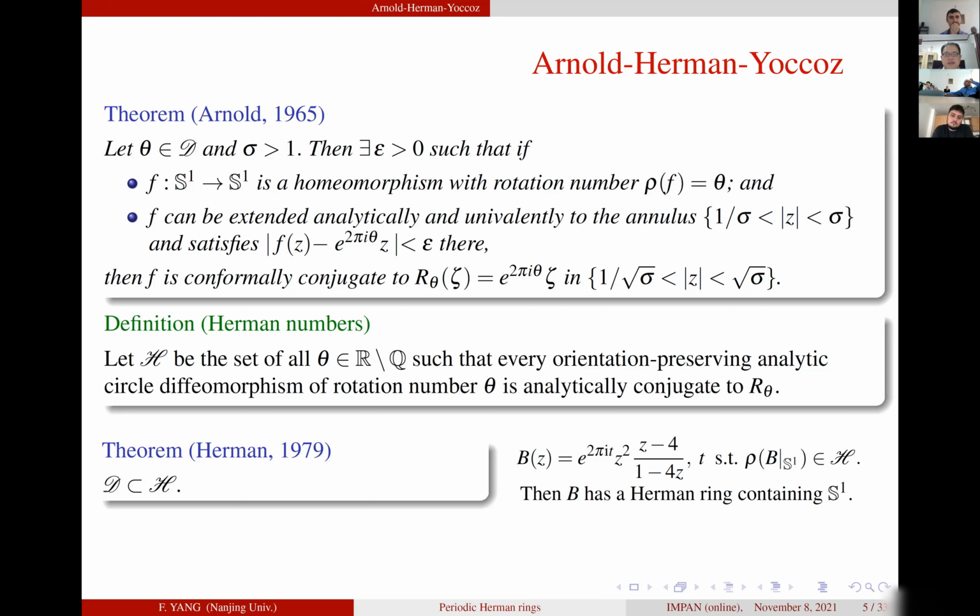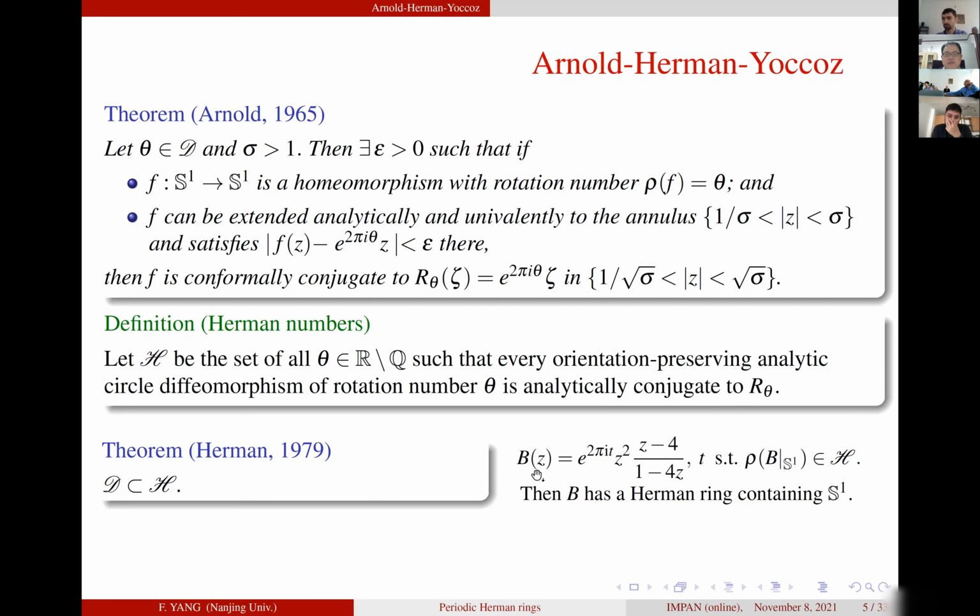So with this, he can construct a Blaschke product B(z) equals e^{2 pi i t} z squared, times (z minus 4) over (1 minus 4z). And t is chosen such that the rotation number of B on the unit circle belongs to H.